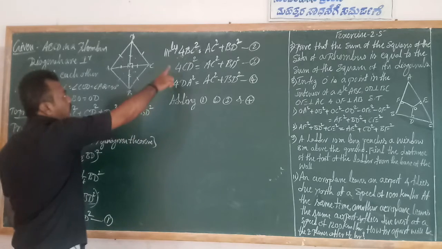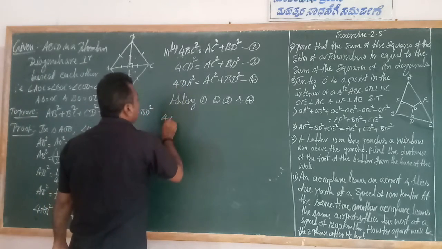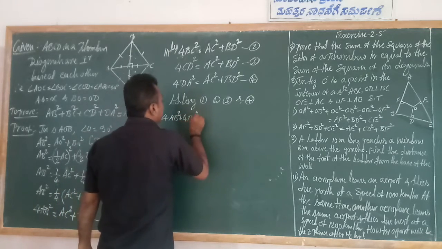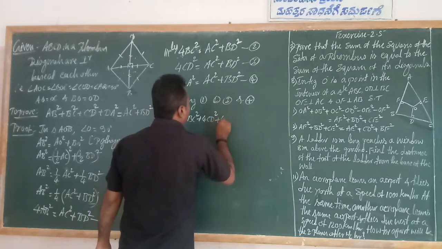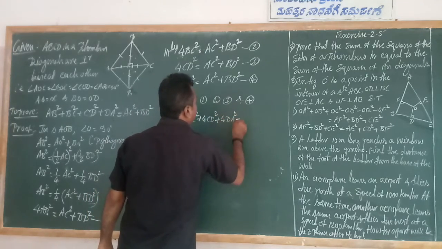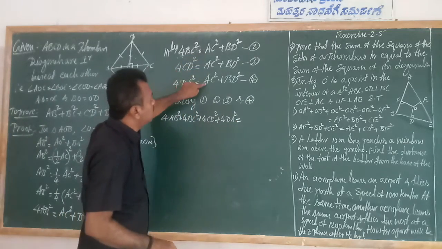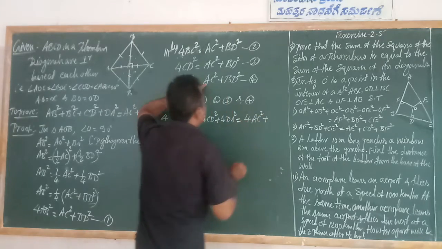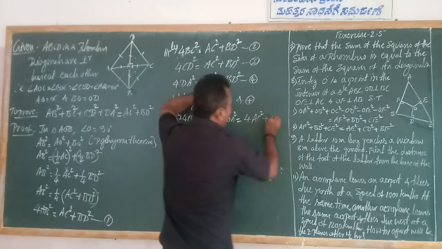So 4AB square plus 4BC square plus 4CD square plus 4DA square is equal to AC square, AC square, AC square, AC square, that is 4 times AC square, plus BD square four times, so 4BD square.